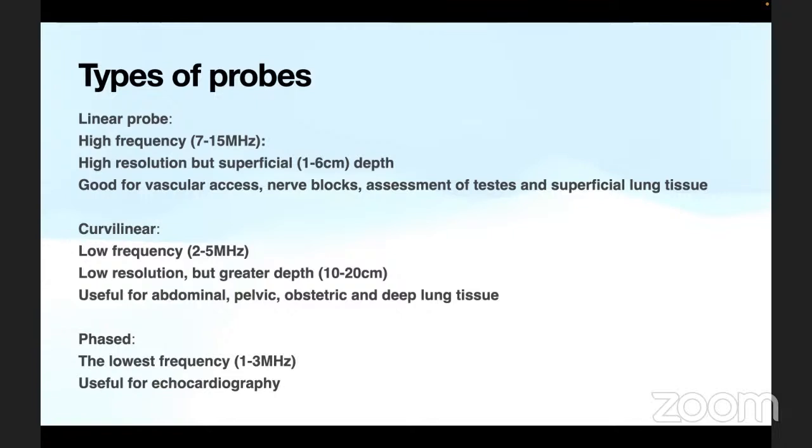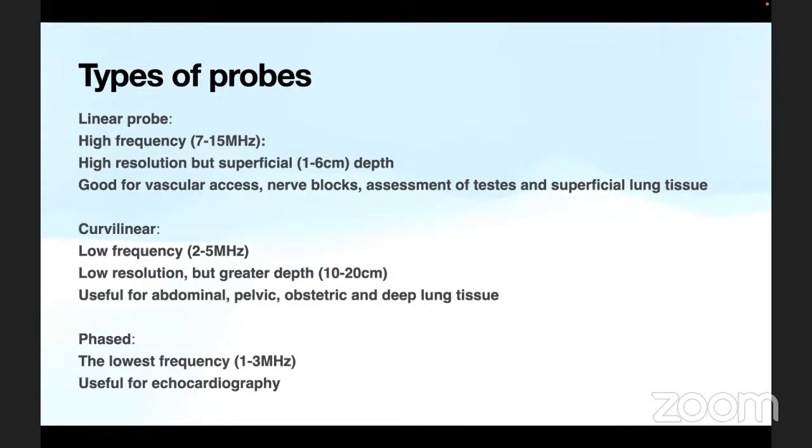There are usually three types of probes available with us in most of the critical care settings. One is the linear probe. This has a very high frequency of around 7 to 15 megahertz. So this gives a very high resolution image, but the depth is somewhat on the lower side. So this is usually used by anesthetists and even intensivists in the ICU setup to get vascular access or nerve blocks or assessment of lung tissues, superficial lung tissues mainly. We can assess pleural sliding with this.